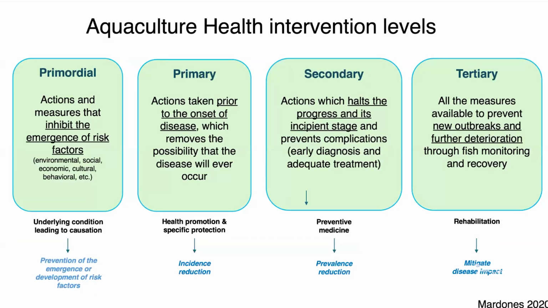This is very important because, as I mentioned before, in the epidemiological way of thinking, you need to determine primordial, primary, secondary, and tertiary levels of prevention in order to effectively manage disease.